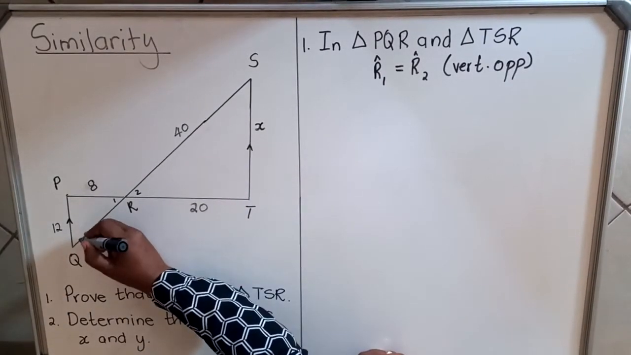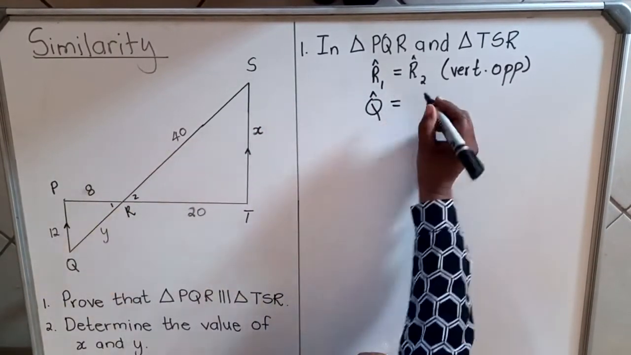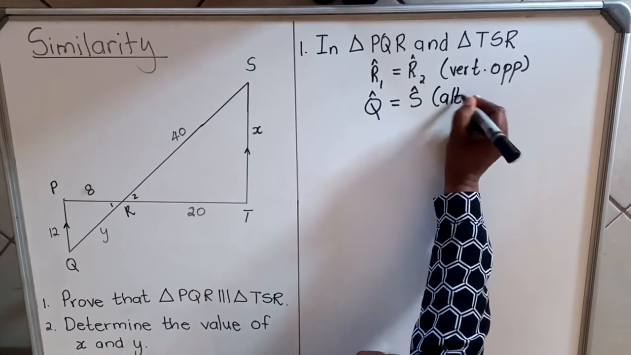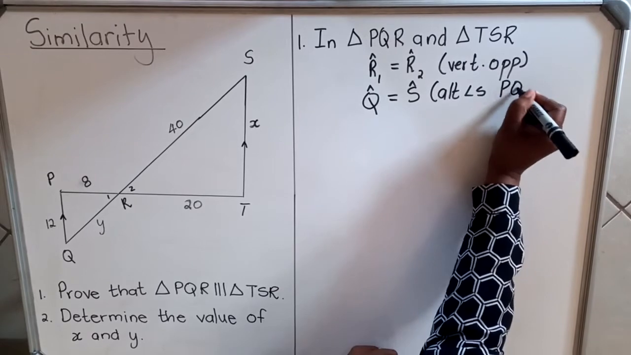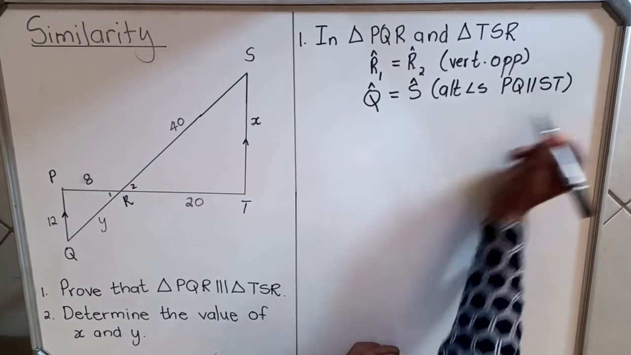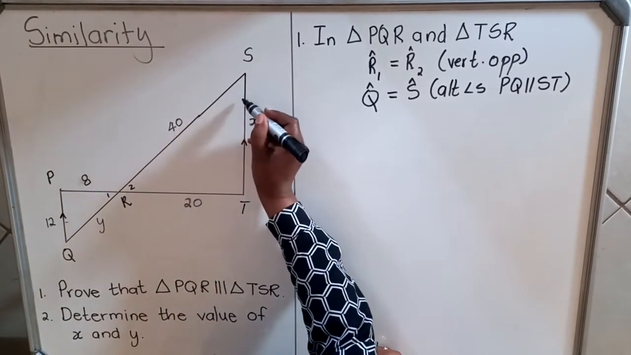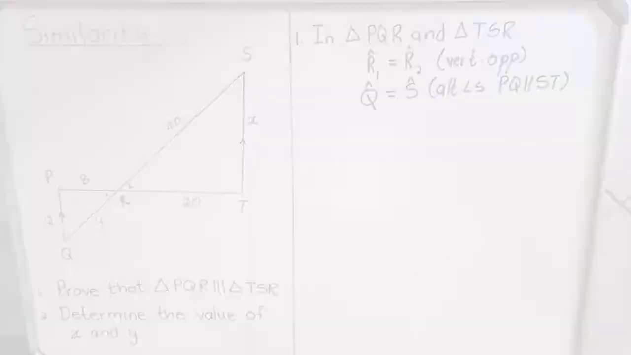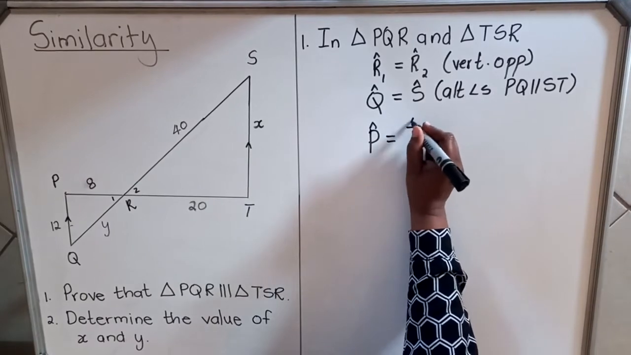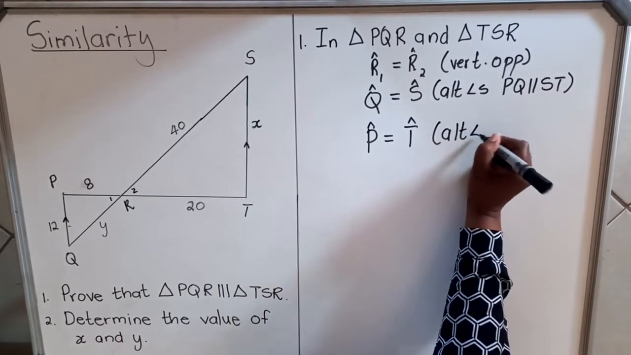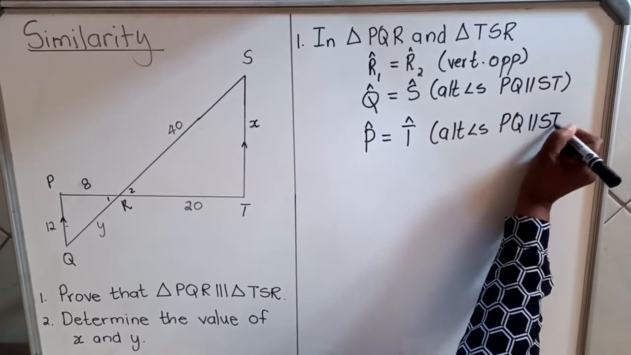Angle Q is equal to angle S. Reason, alternate angles. With parallel lines, you always have to add the parallel lines. PQ parallel to ST. Remember, with the alternate angles, they form a Z like that. So that angle is equal to that one. Alternate angles. Angle P is equal to angle T, and your reason is alternate angles. And then we also need to add the parallel lines.